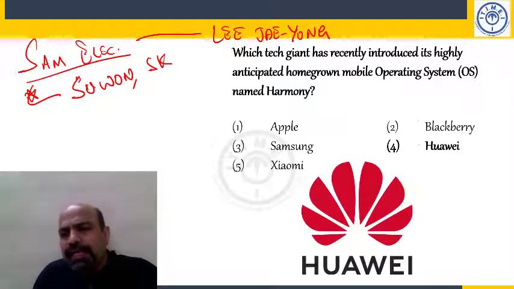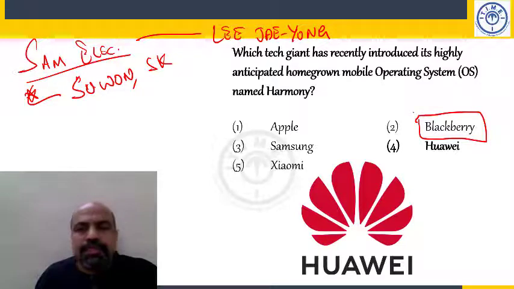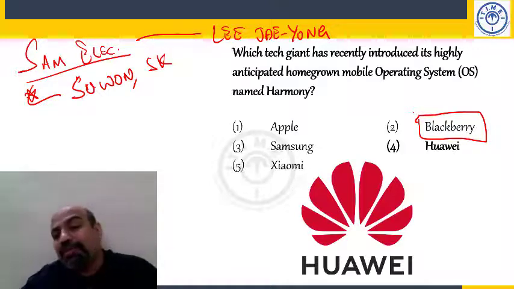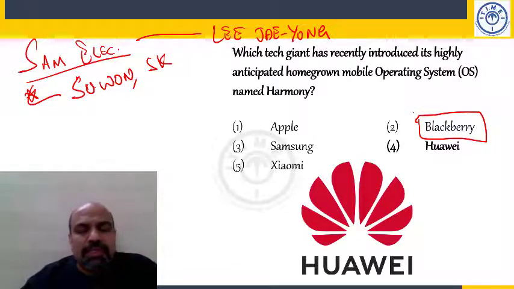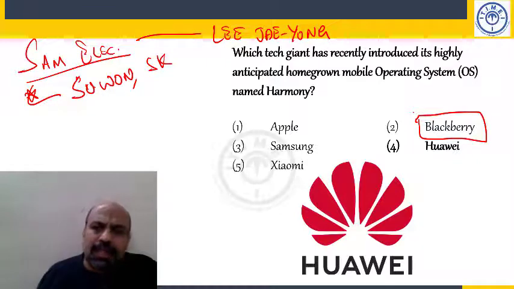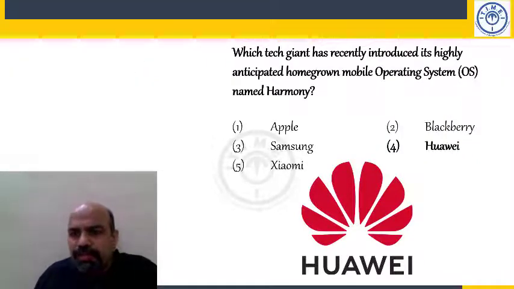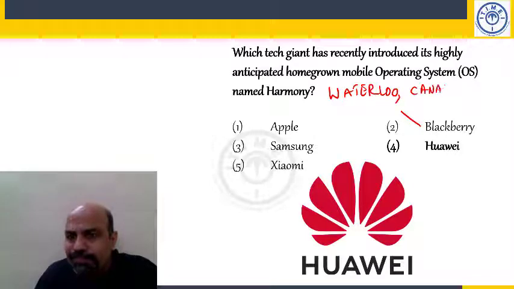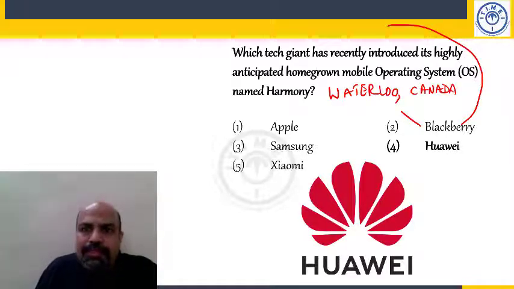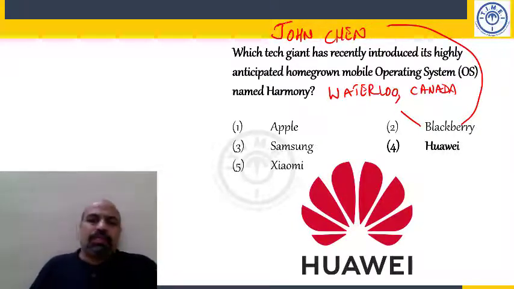BlackBerry is no longer a great company. It used to be a great company. Of course, it is the company that drove business phones. I used to own a BlackBerry in those days. But no longer. It is a Canadian company anyway. Just to finish, it's headquartered in a place called Waterloo, Canada. Its CEO is John Chen.